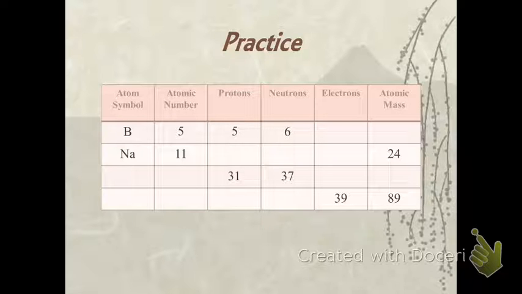They gave you the information for neutrons. The electrons would have to be equal to the protons, so that's going to be 5. And then the atomic mass pretty much is just the protons and neutrons added together, so that should be right about 11.